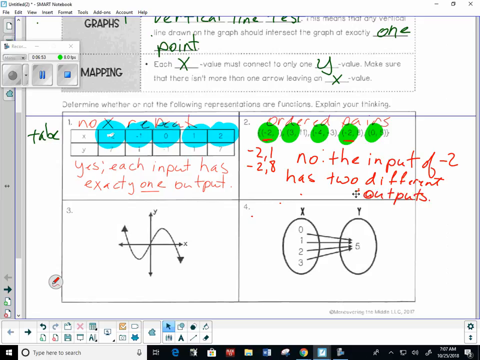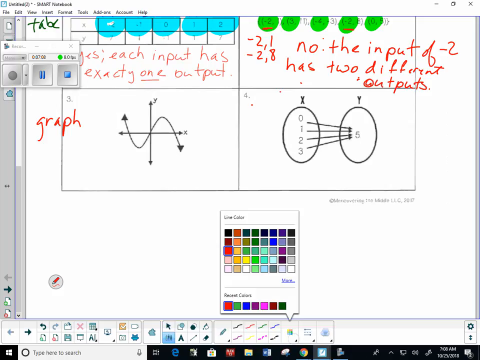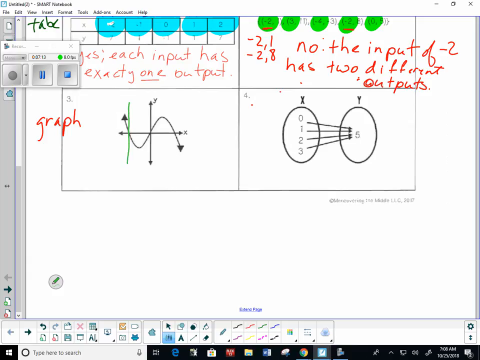Okay. Let's look at the next one. Okay, so we're going to look now at our graph, and we're going to see if it passes the vertical line test. Okay, so what's going on here? So let's draw a vertical line. Okay, it only passes through one point of the vertical line. We can just keep going through here, but it passes the vertical line test because every one of our vertical lines, we only hit the graph in one point.